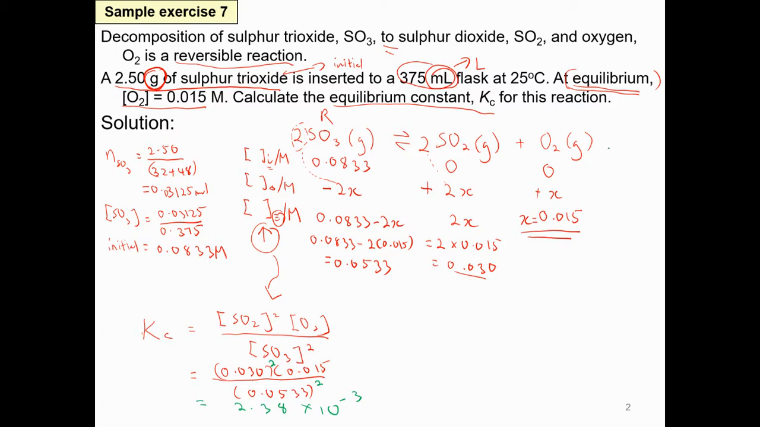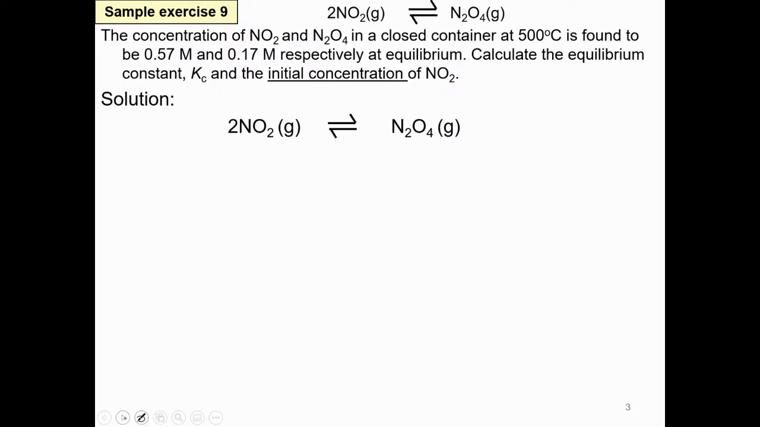So remember, balance the reversible reaction with phase and arrow, then build the ICE table and fill in as much information as you can in the ICE table. Then remember, for Kc, all the concentrations must be from equilibrium. Next example.